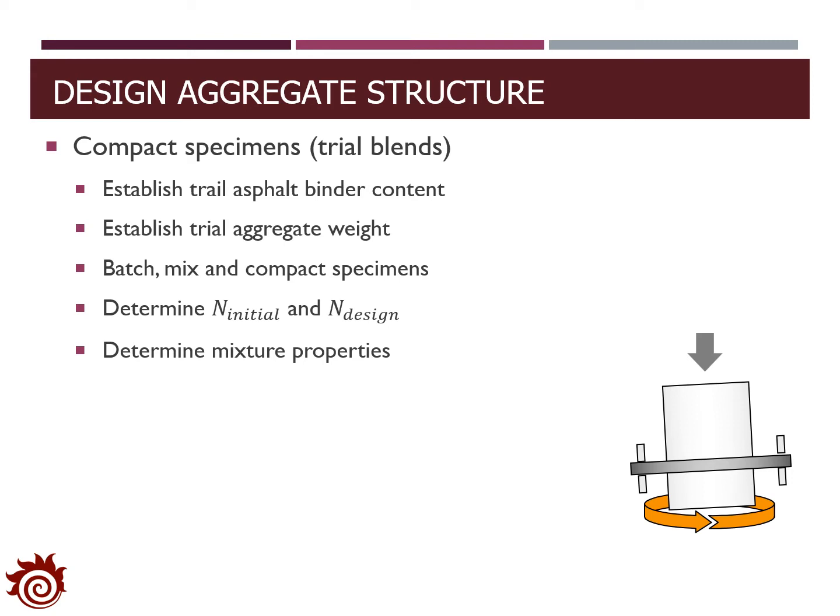The page here lists the 5 steps for the specimen compaction. First, we have to establish the trial asphalt binder content. For each trial blend, we need to specify 1 trial binder content. And then we have to establish the aggregate weight. After that, we will conduct the process of batching, mixing, and compacting specimen. And during the compaction, we need to determine the initial and design number of gyrations for the gyratory compactor. And after that, we will determine the mixture property at N initial and N design.